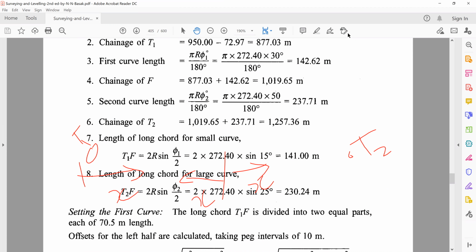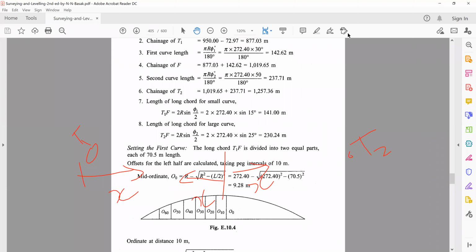So that is it for the first reverse curve, in which the two straights are non-parallel. And in the next lecture, we would do the procedure in which we have two lines which are parallel to each other.